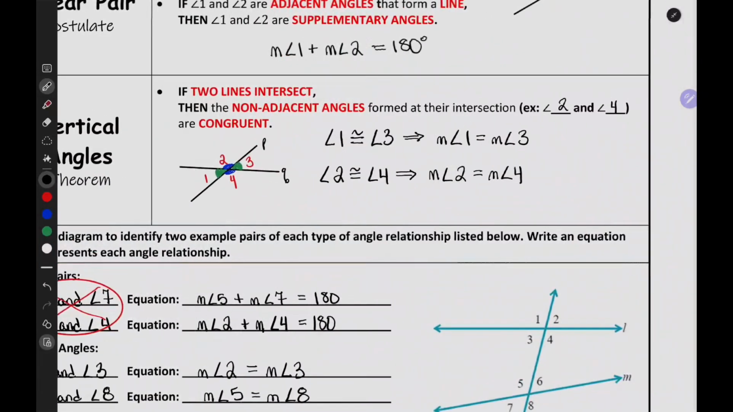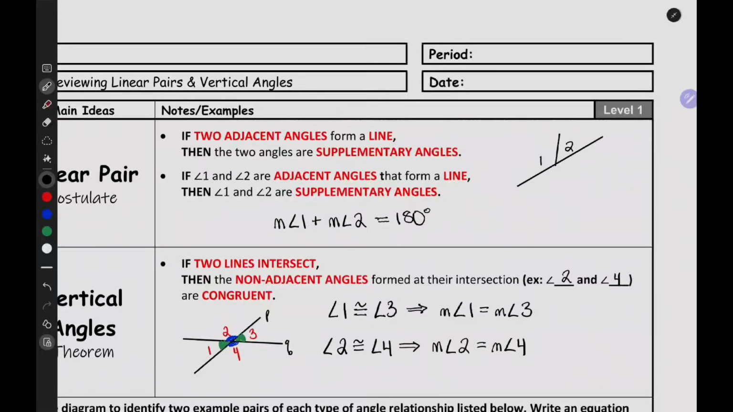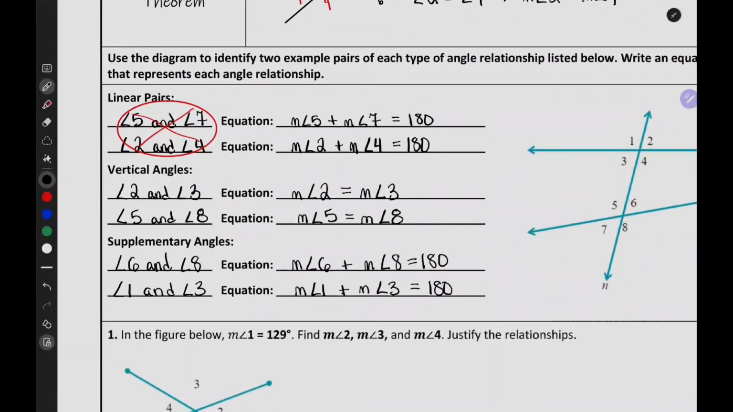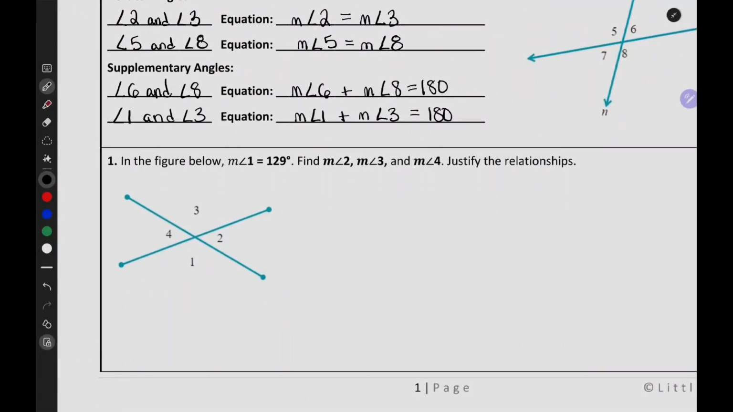So that's the basic understanding of what's going on. That's level 1, understanding the vocabulary. Level 2, we're going to do some basic applications with that. Here we have two lines that intersect each other, and we're asked to find some angle measures. They tell us that the measurement of angle 1 is 129 degrees. We need to find the measurements of angles 2, 3, and 4, and to justify the relationships. So they gave me angle 1, and I'm going to start with this.